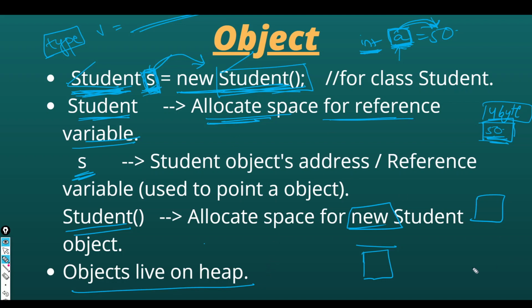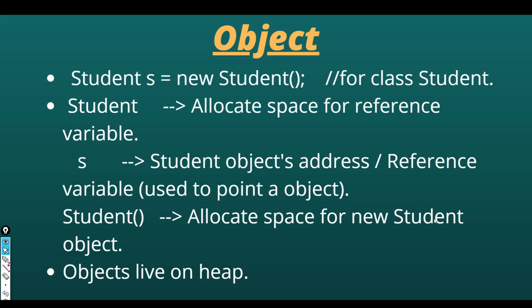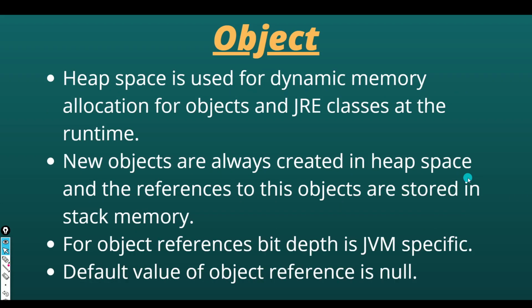Heap is a special memory. We'll see what I mean by heap. Heap space is used for dynamic memory allocation. First of all, objects are created at runtime. It is not created at compile time. So what is compile time? The javac command, remember that? And runtime is the java command in the cmd. So objects are always created at runtime, and objects are always stored in the heap memory.